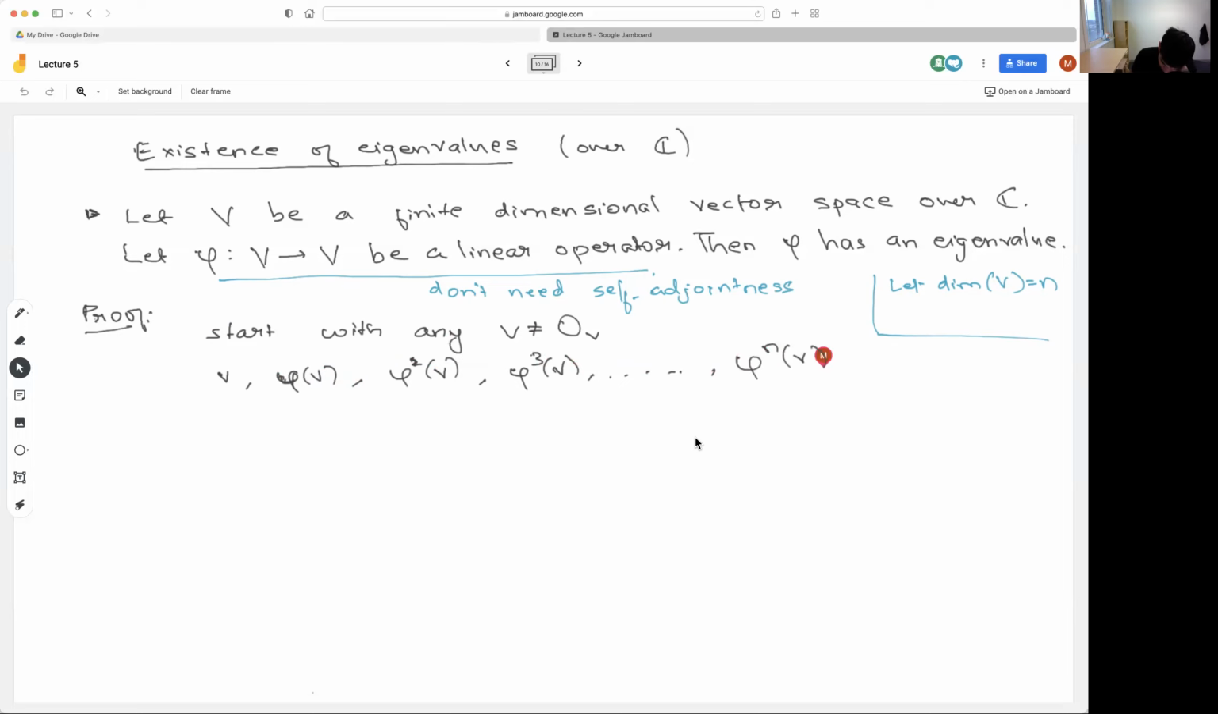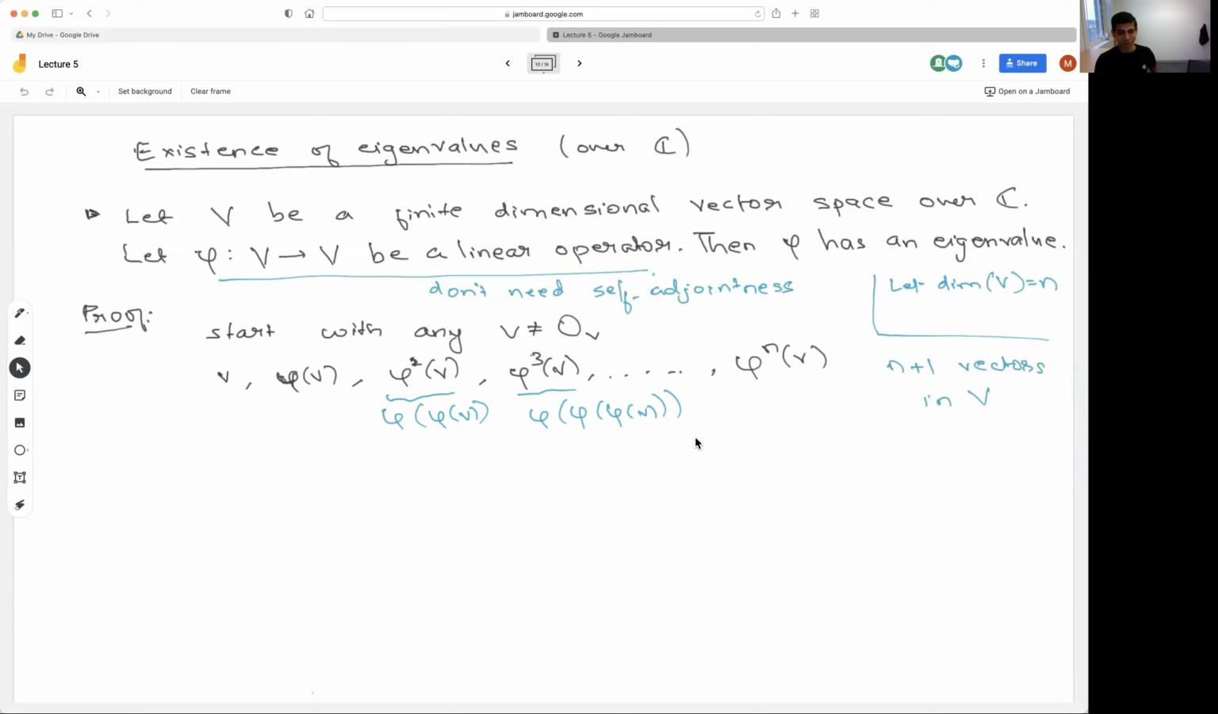And this sort of notation again appears in the homework. So phi square of v is just a shorthand for phi applied twice to v, and phi cube is a shorthand for phi applied 3 times, and so on. But these are some vectors, right? You start with v, apply phi to it, you get some other vector because phi maps vectors to vectors. You apply phi again to this vector, you get some third vector. And so you get n plus 1 vectors in V.